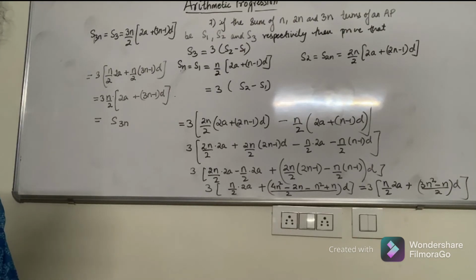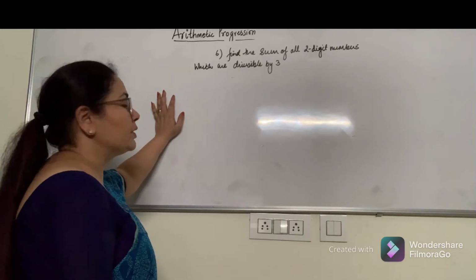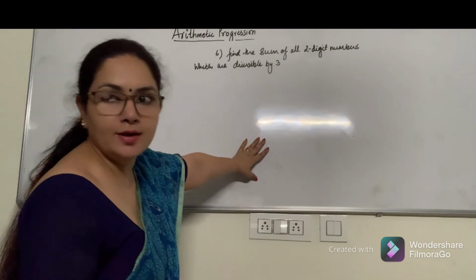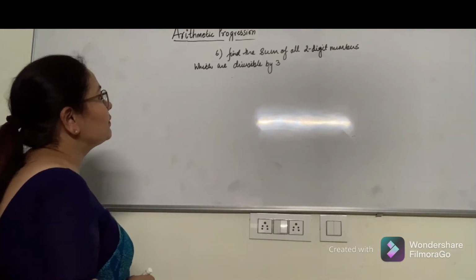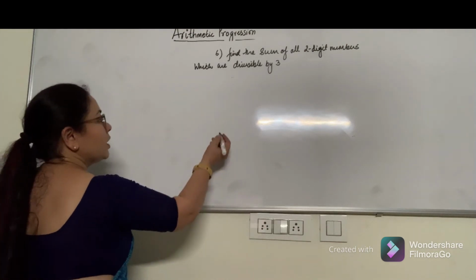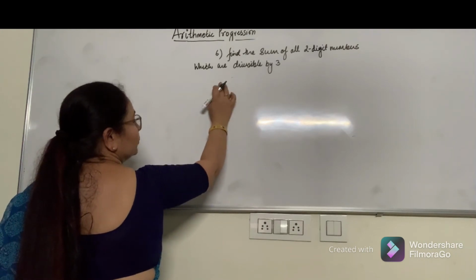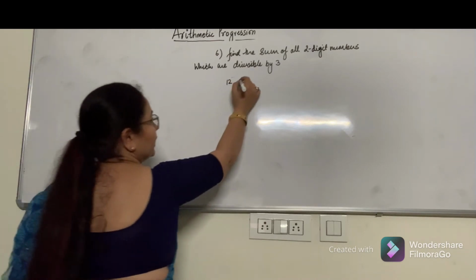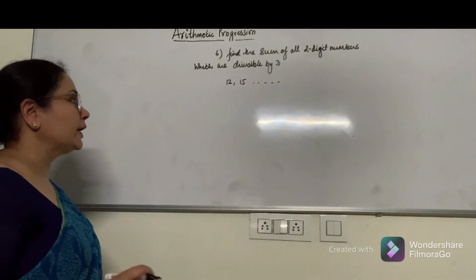I'll do one more question. So the question is this: find the sum of all 2-digit numbers which are divisible by 3. I'll write on this side because the glare is there. Electricity has gone. So find the sum of all 2-digit numbers which are divisible by 3. The first 2-digit number which is divisible by 3 is what? The first number is 12. Then 15, and then the last 2-digit number will be what? 99.